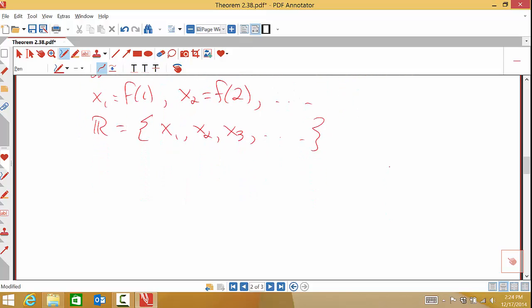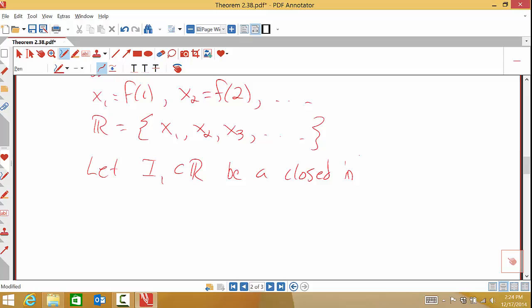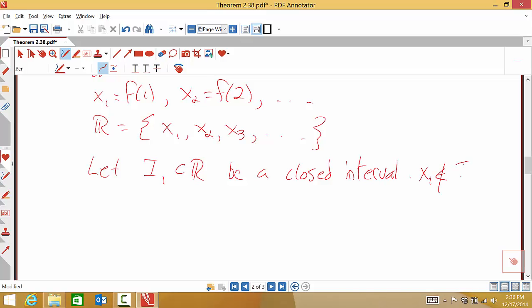Okay, so what I'm going to do now is take I1, which is going to be a subset of R. Let's let this be a closed interval that doesn't contain x1, so x1 is not in I1. So basically, if I think of my real numbers, I have this x1 here, I could do something over here, or I could have I1 over here. It really doesn't matter, I just need to pick one side.